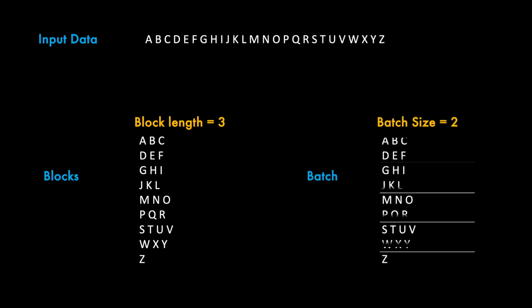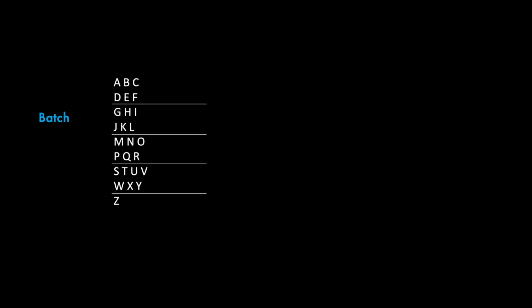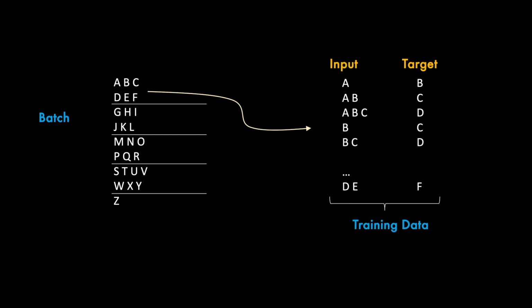Then we break the blocks into batches, and this is done for performance reasons. For example, with a batch size of 2, there will be 2 records in a batch which will be used to train the model. Each batch is then used to create training data. For example, if the input is A, then the target is B. If the input is AB, then the target is C, and so on and so on. So each batch can have multiple training examples.